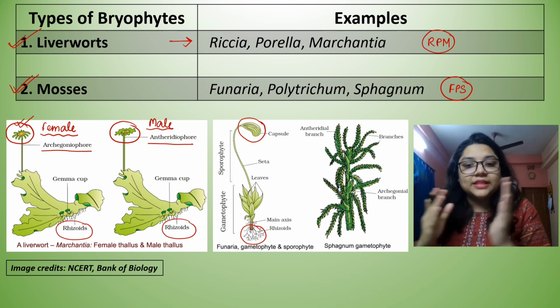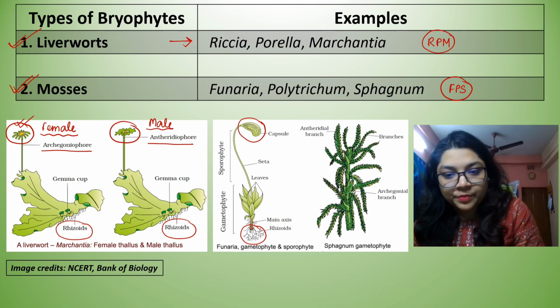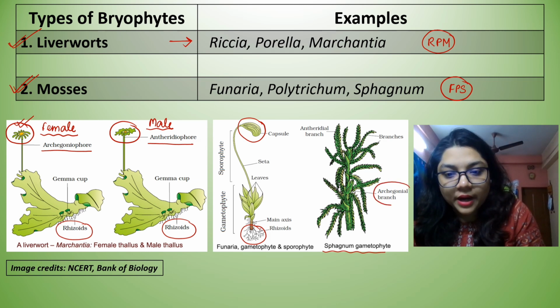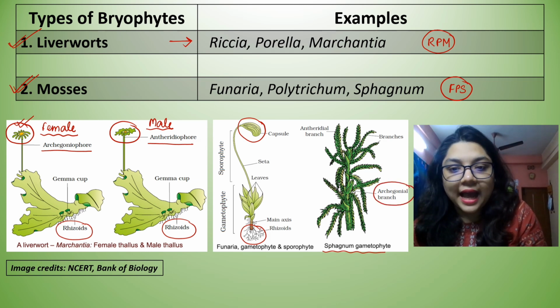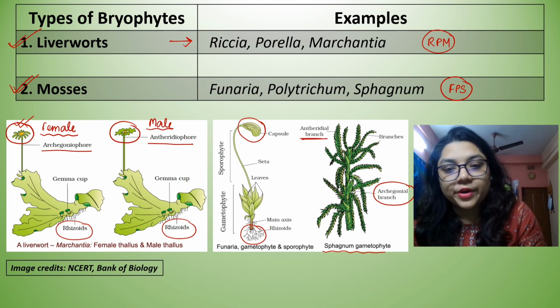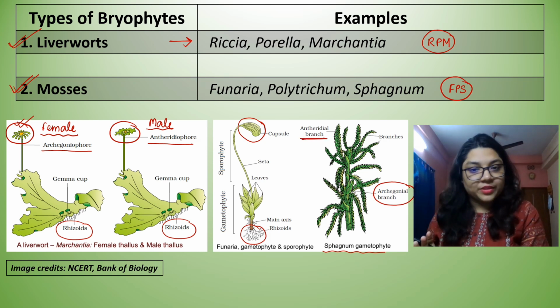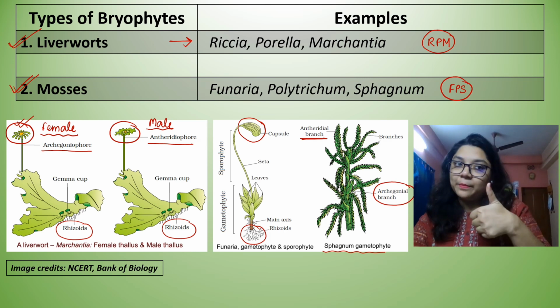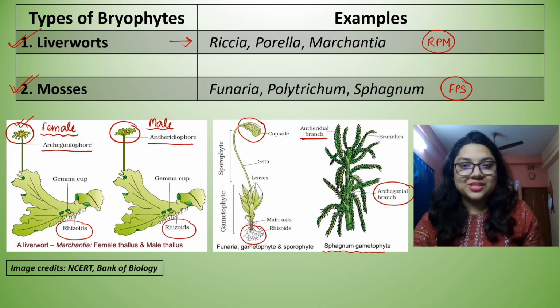Okay. Then what do you have? Sphagnum. The gametophyte of Sphagnum is shown. You have the archegonial branch present here, and the antheridial branch is also present in the same body. Fine. So I guess bryophytes are also clear for us, the examples as well as the diagrams.